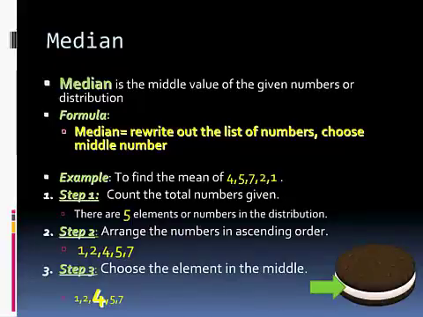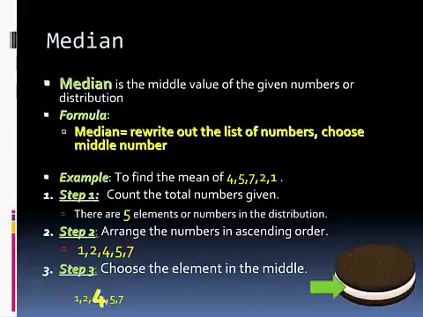To figure out the median, we have to rewrite all of the numbers, and this could take a long time when you have a number of responses, such as 200 surveys, let's say. And that's why we have many tools at our disposal, and technology really helps us in this case. But if we're going to do something simple, let's look at this example. 4, 5, 7, 2, and 1.